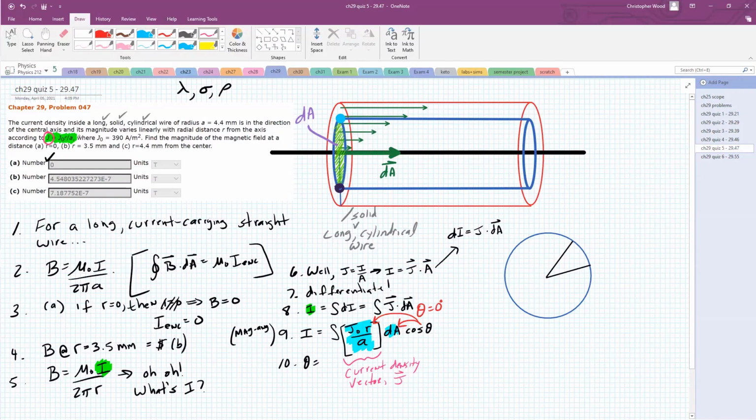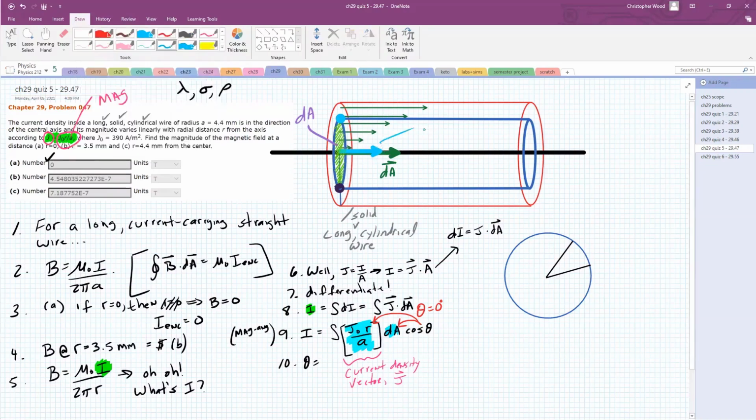The magnitude is given right here. So this is showing the magnitude. What's the direction? The direction is in the same direction as the current flow. The current density inside a long solid cylindrical wire is in the direction of the central axis. So that's my surface normal vector. This is my current direction, my J hat direction. So let me just draw that and then I'll talk through it again. Ready, set, go.